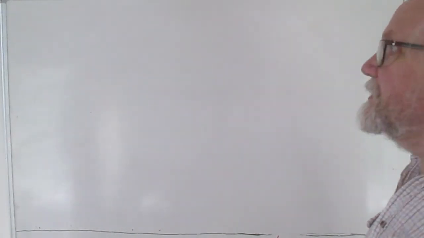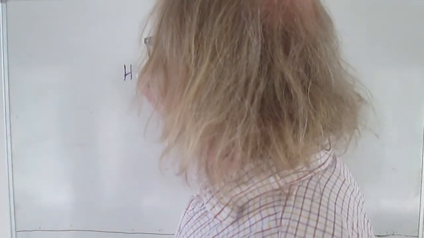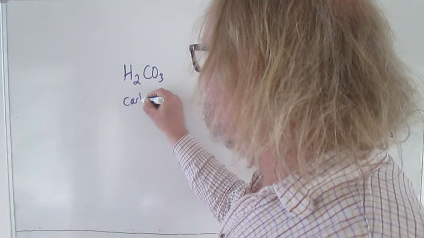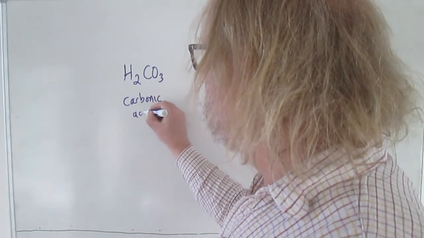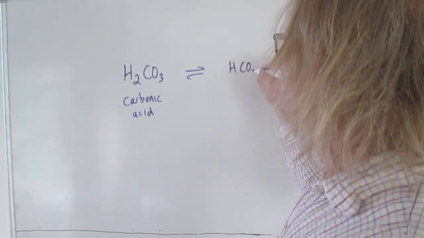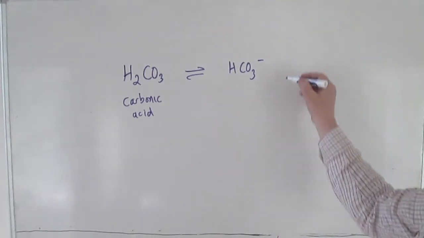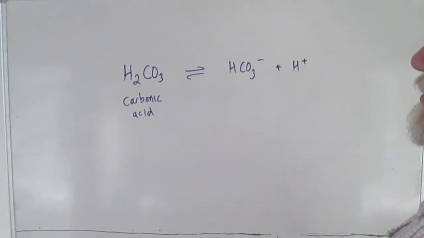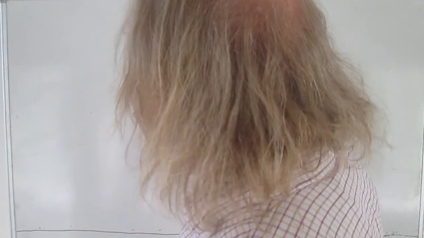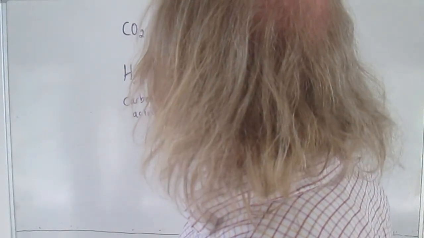Now the buffer system that's used is this. Your weak acid is H2CO3, which is carbonic acid, which exists in equilibrium with HCO3 minus, the hydrogen carbonate ion, plus H plus. So it's a traditional buffer system, weak acid in a mixture with its conjugate base. Now carbonic acid itself is formed from carbon dioxide reacting with water, and that's also a reversible reaction.